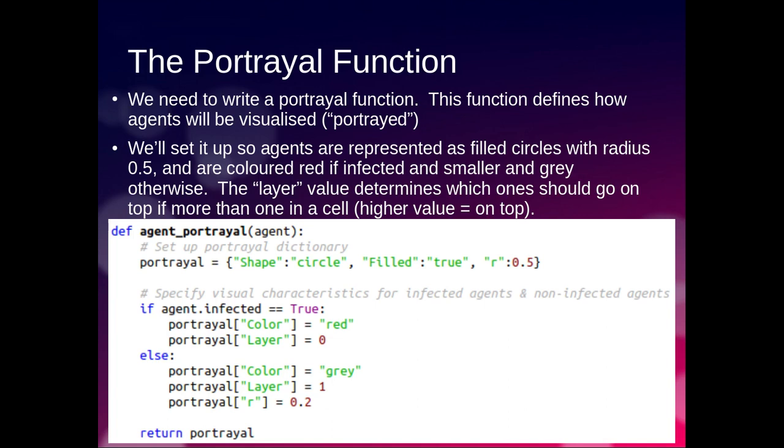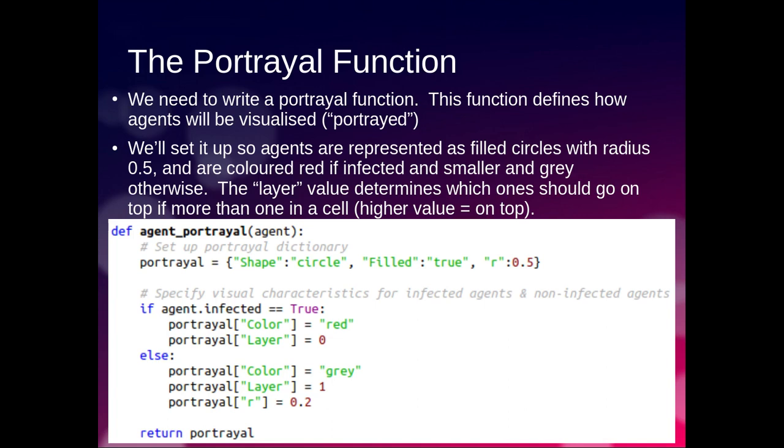And the layer value basically determines which ones should go on top if there's more than one in a cell, with a higher value for the layer meaning that it's got higher priority, so it therefore goes on top. So if we just talk through this function, the agent portrayer function, we pass in the agent that we're going to portray.